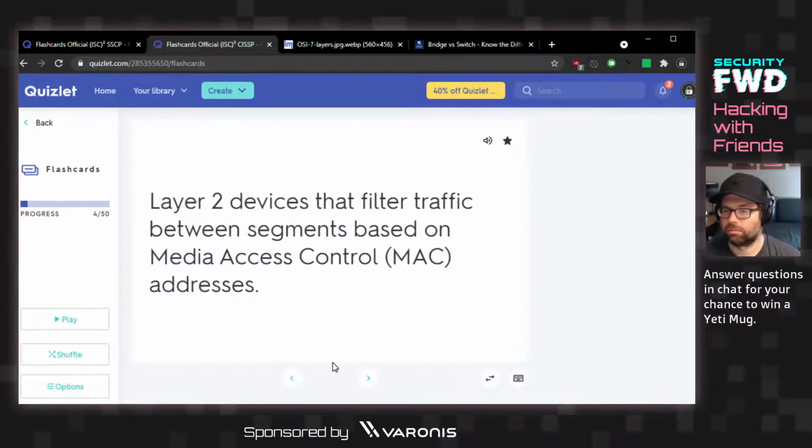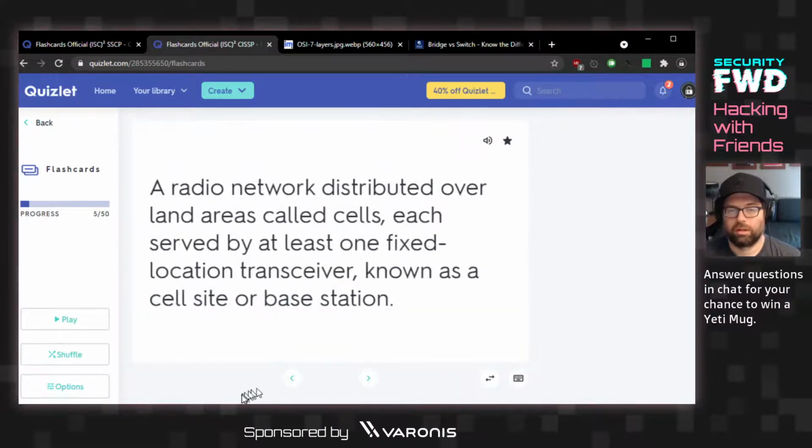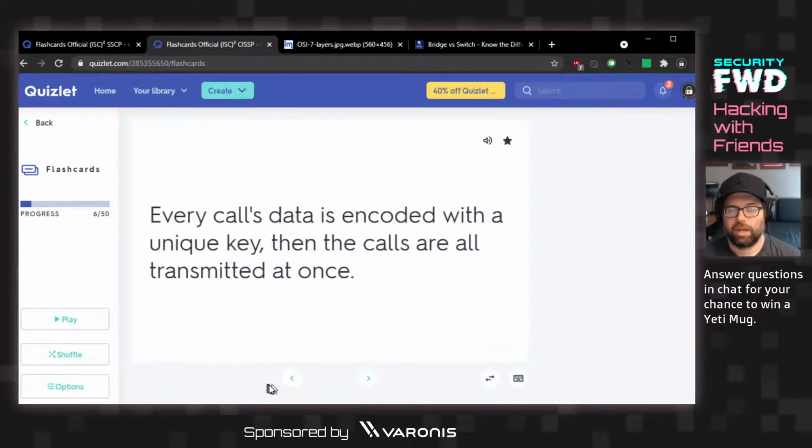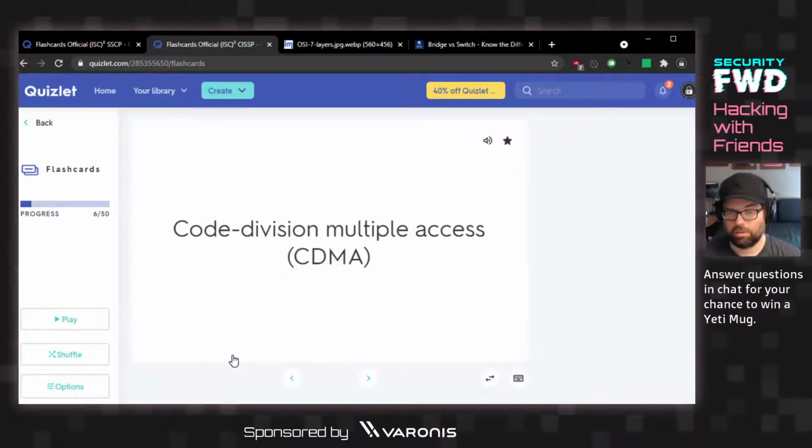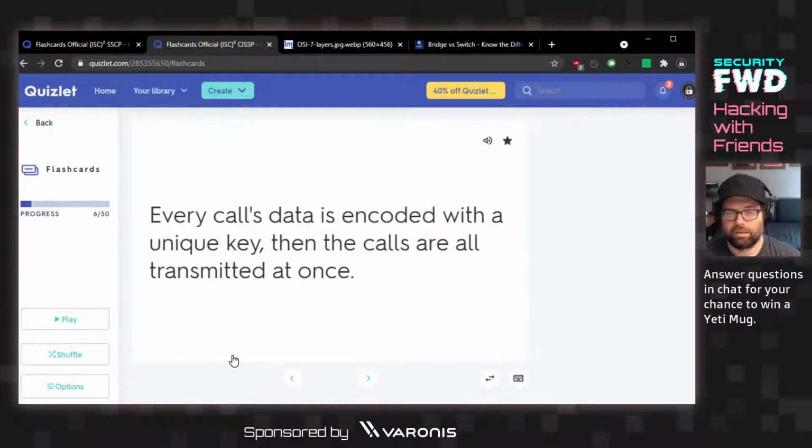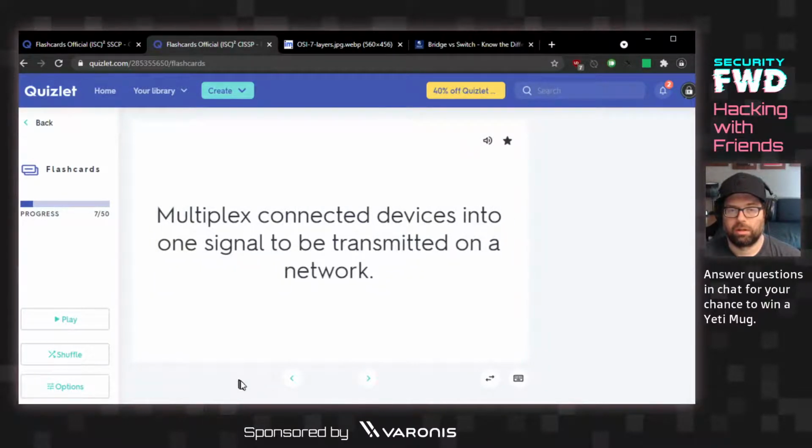All right. A radio network distributed over LAN areas called cells. Cellular network. Every call's data is encoded with a unique key, then the calls are all transmitted at once. Batching, code division, multiple access, CDMA. All right. Multiplex connected devices into one signal to be transmitted on a network.